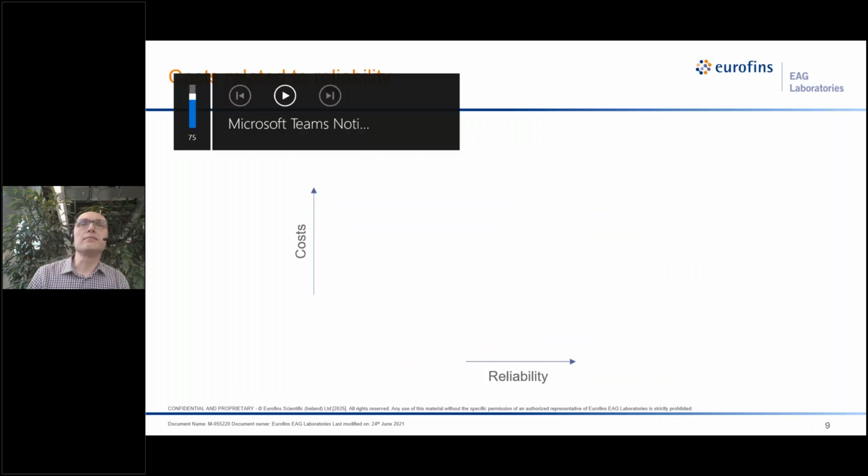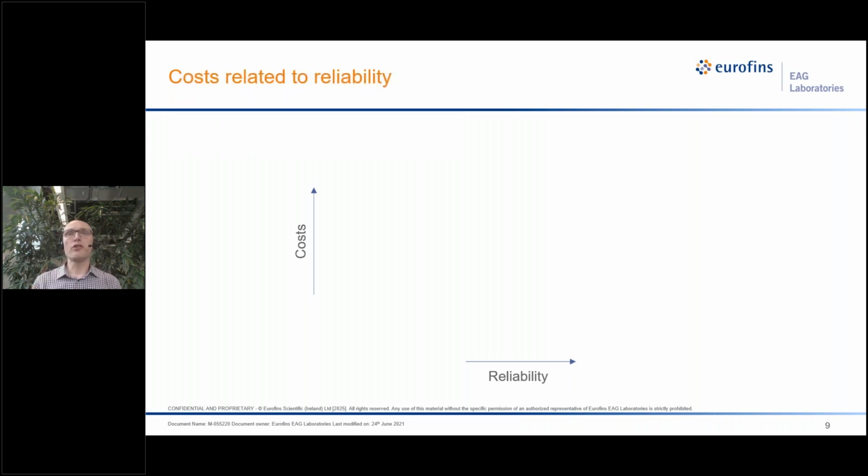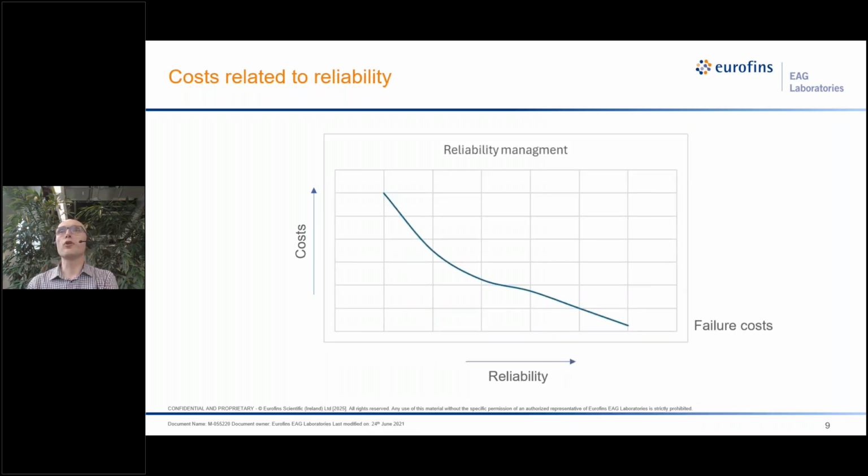For designing a reliable product, time and money are needed. Reliability management requires a good balance between cost and reliability. And let's take a deeper look. On the x-axis, we plot the costs, and on the y-axis the reliability of a product.